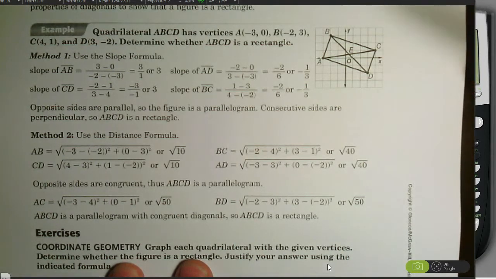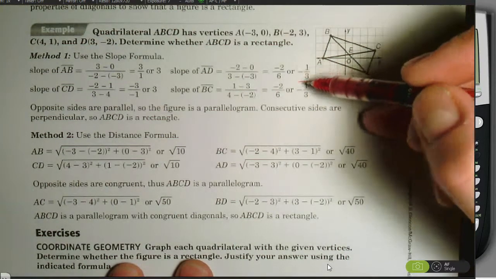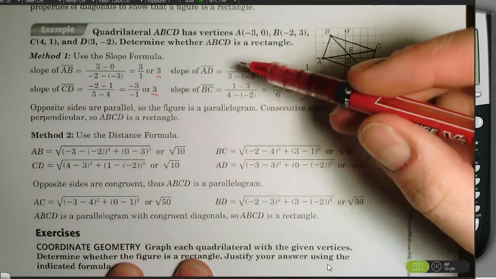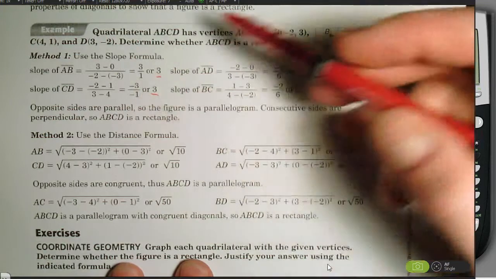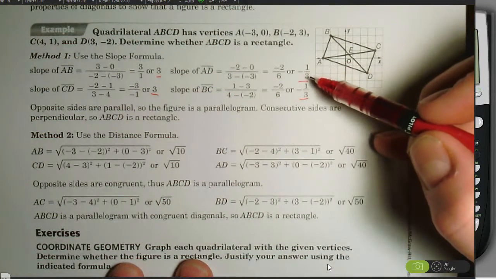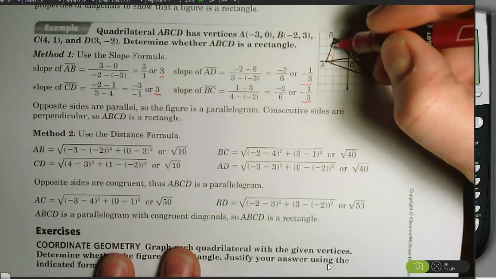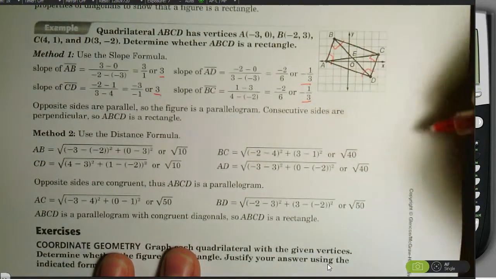The next question is, does it have 4 right angles? Well, it does, because these sides are perpendicular. The slope here is 3 over 1. Here's its opposite reciprocal, negative 1 third. It's got to be a rectangle then, because that means that all 4 of these angles are right angles.